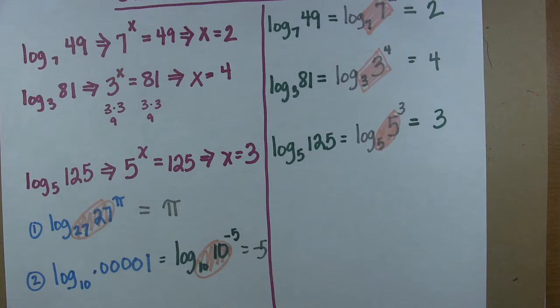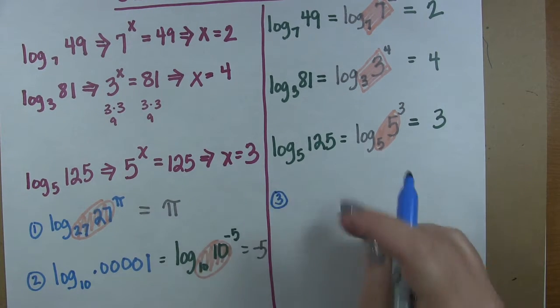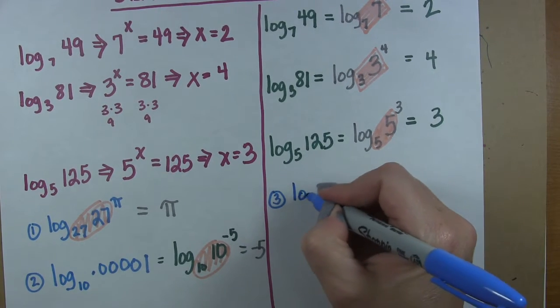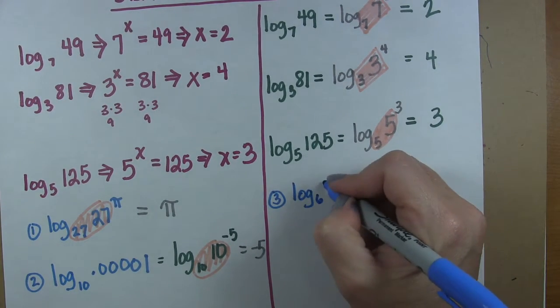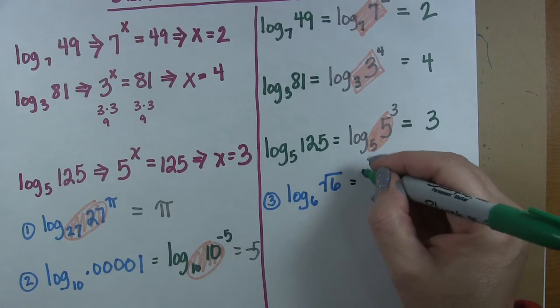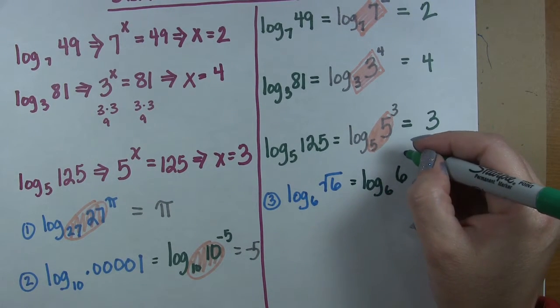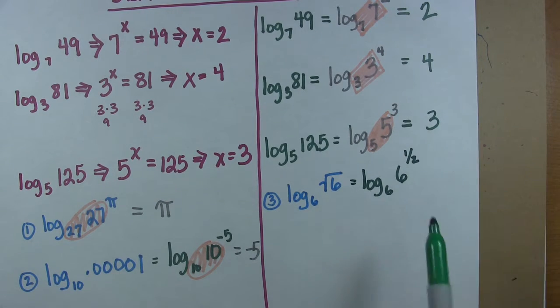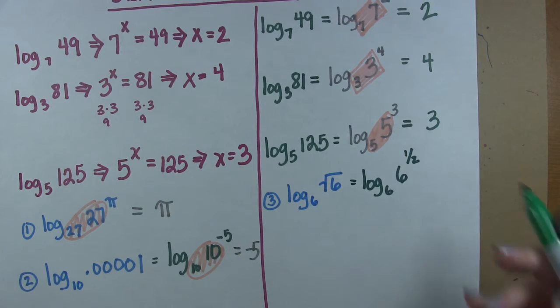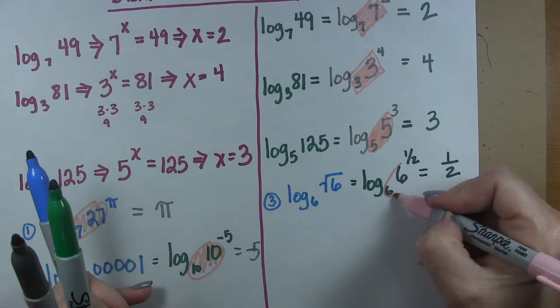All right, let's do one last one, and then we'll be done. Number 3, log base 6 of root 6. Oh, that's a good one, huh? Rewriting that, that's going to be log base 6 of 6 to the 1/2, because that's what the square root sign means. That gives us simply 1/2, because these two cancel out.